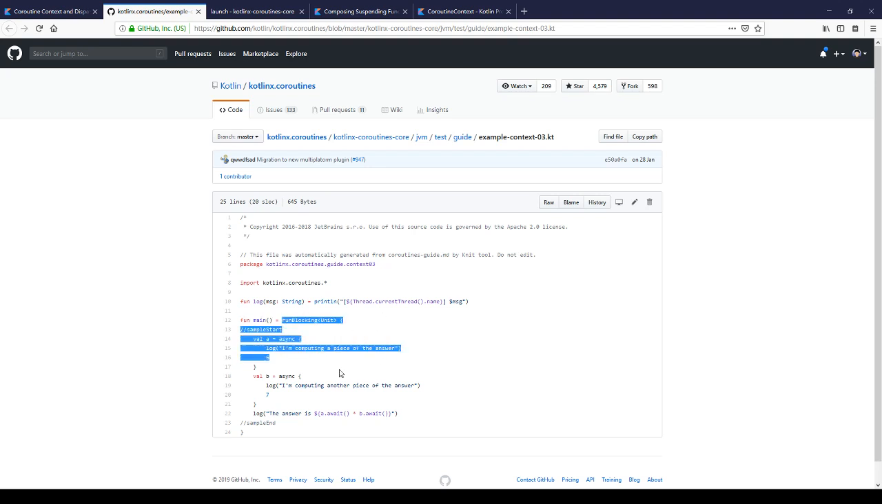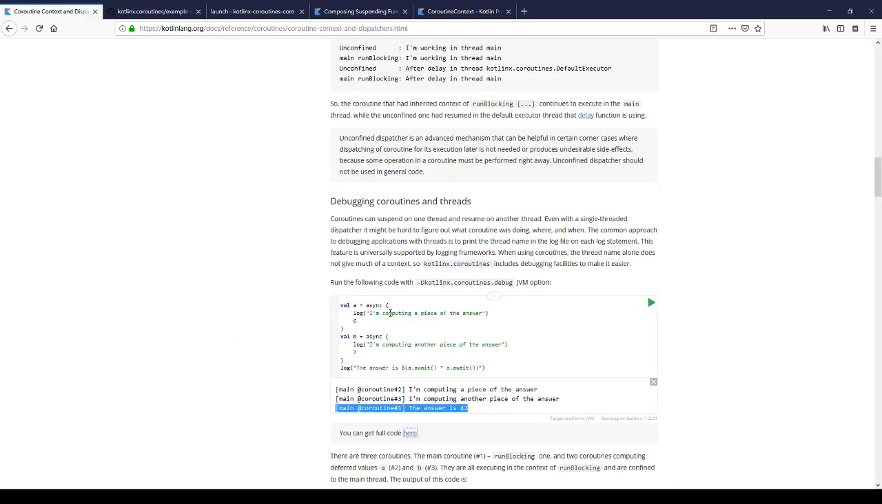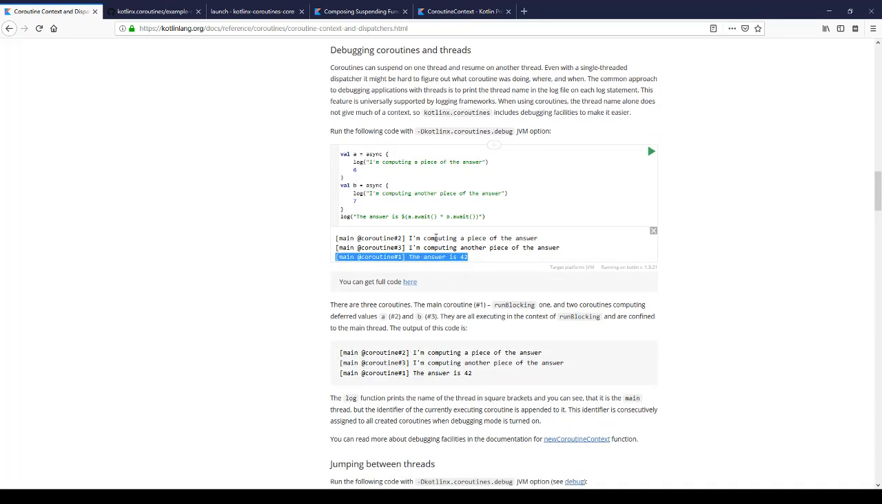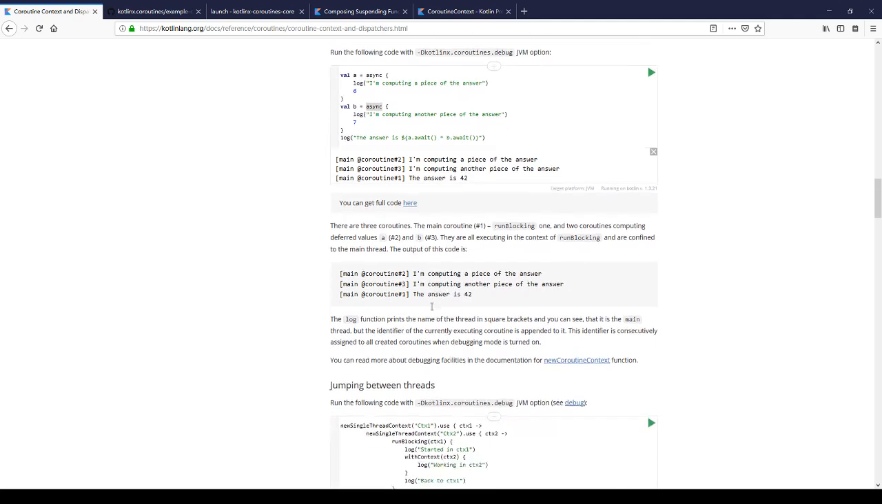So this is coroutine 1. And this is coroutine 2 and coroutine 3. So yeah, exactly. The answer is 42 on 1 and everything is on main. That's probably the attribute of that async builder. There are 3 coroutines: a main coroutine, runBlocking 1, and 2 coroutines computing deferred values number 2 and 3. They are all executing in the context of runBlocking and are confined to the main thread. The output of the code is blah blah.